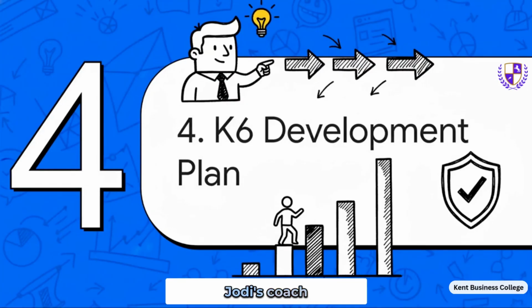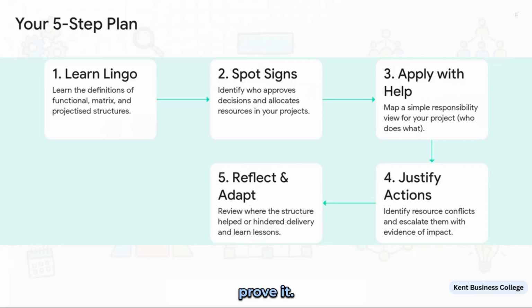This is where Jody's coach, Olivia, comes into the picture. Olivia's great because she doesn't just want Jody to know the theory, she wants her to have a clear, step-by-step plan to actually develop this skill, and, crucially, to prove it. And here it is, Olivia's 5-step roadmap.